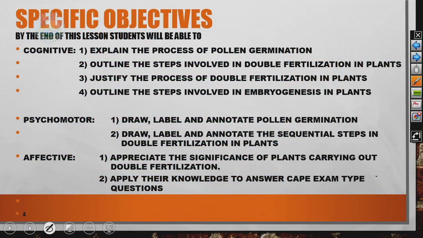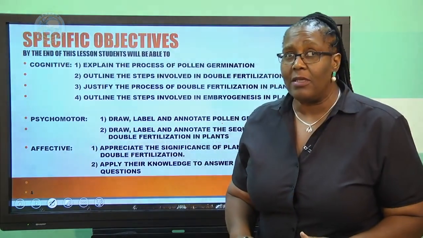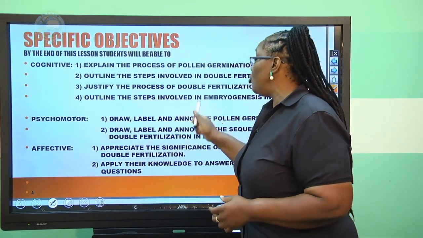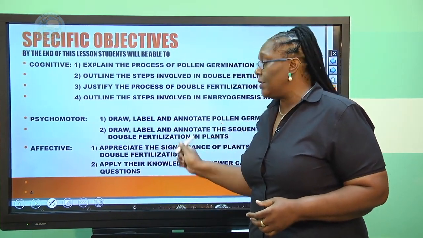In terms of the psychomotor, we would like you to be able to draw, label, and annotate how the pollen grain germinates. We'd like you to be able to draw. Now, these things are important because for CXC, for your SBAs, you're required to be able to draw these structures.